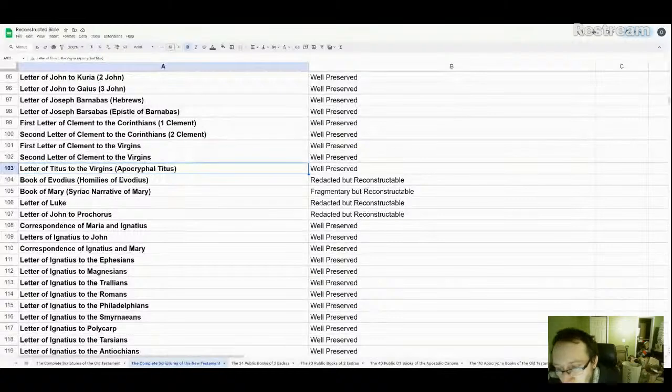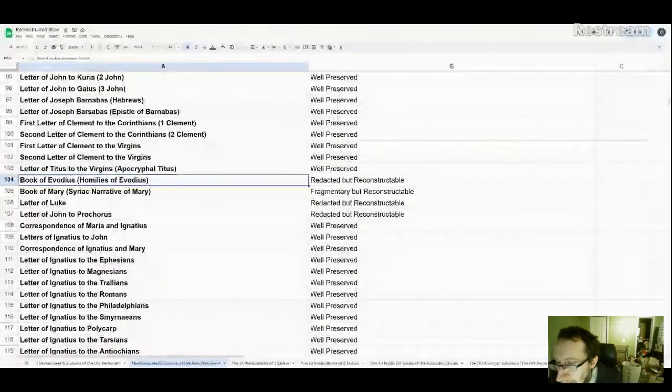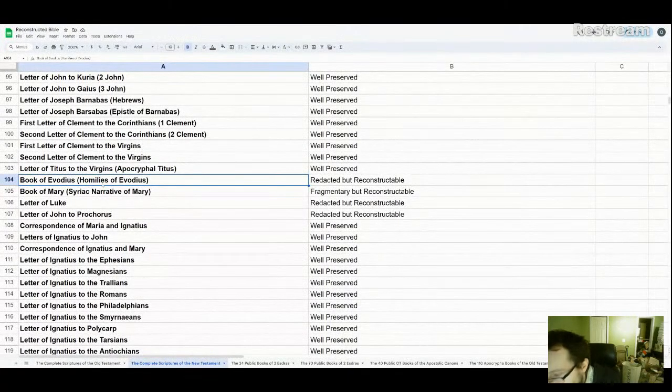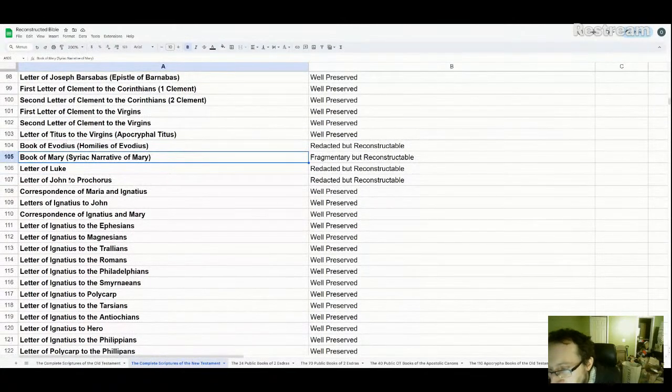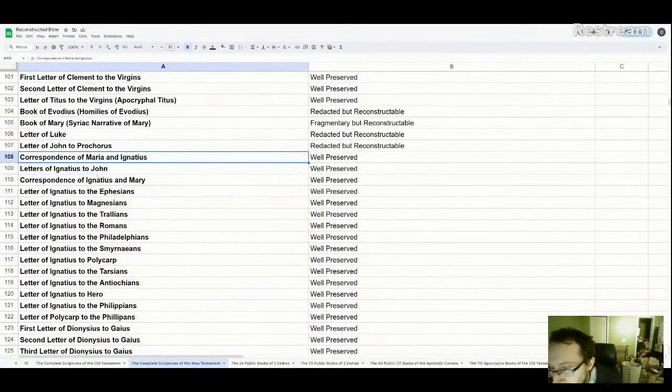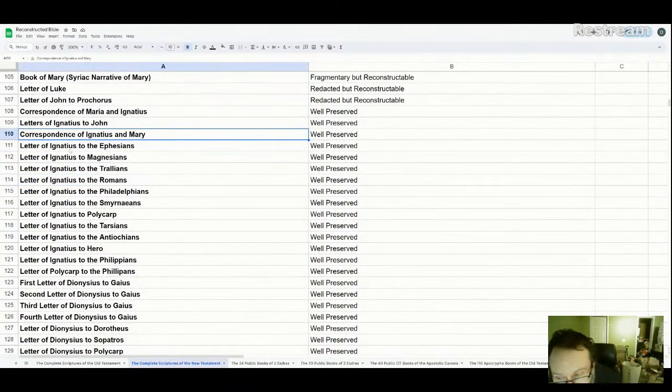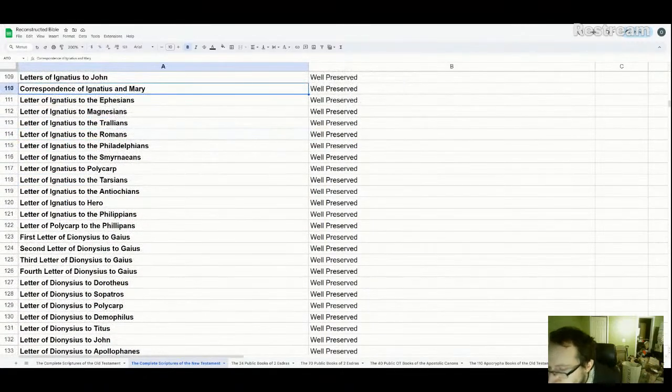We have homilies of Evodius. There's 2 of them. I just put it as one book. Got the Syriac narrative of Mary. Then you have a letter of Luke, a letter of John to Prochorus, correspondence of Maria and Ignatius, letters of Ignatius to John, correspondence of Ignatius and Mary. And then you have all of Ignatius's letters, which I accept.